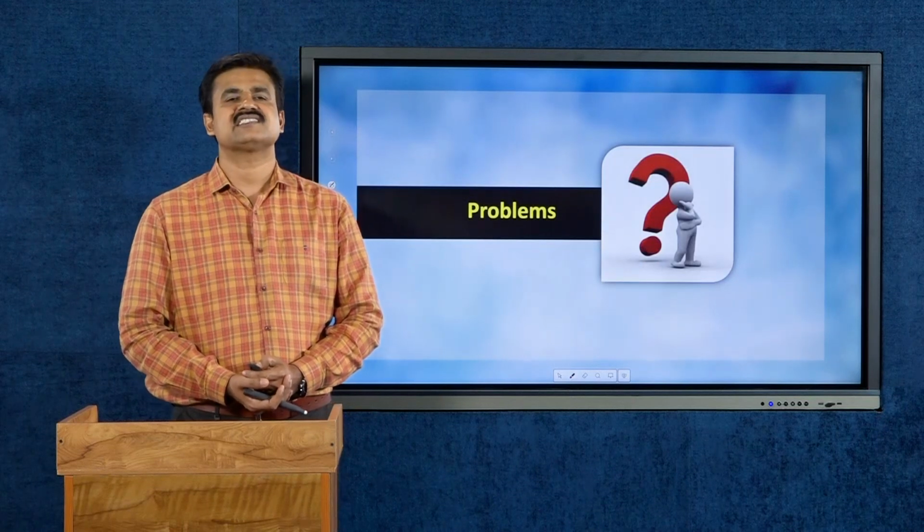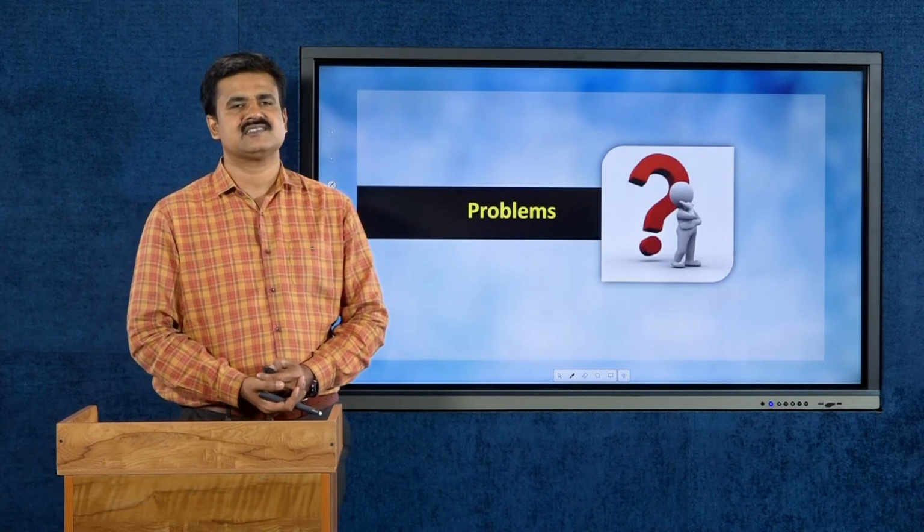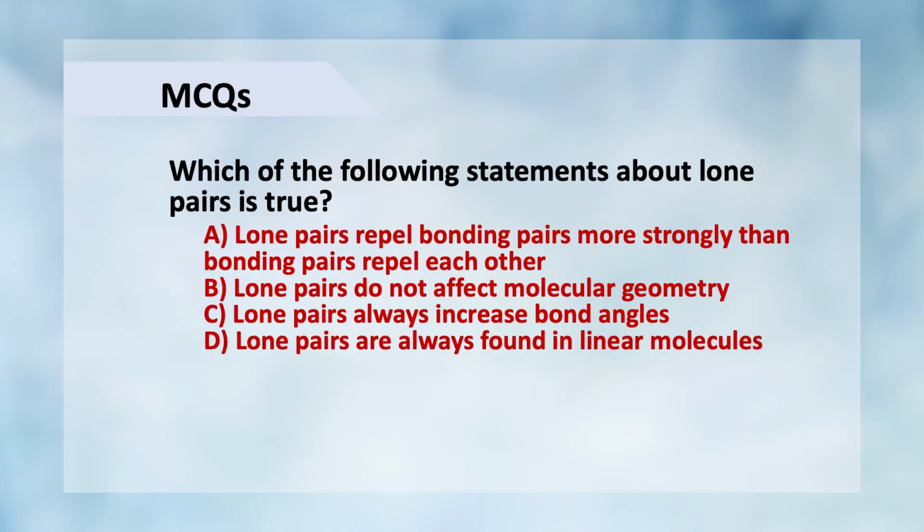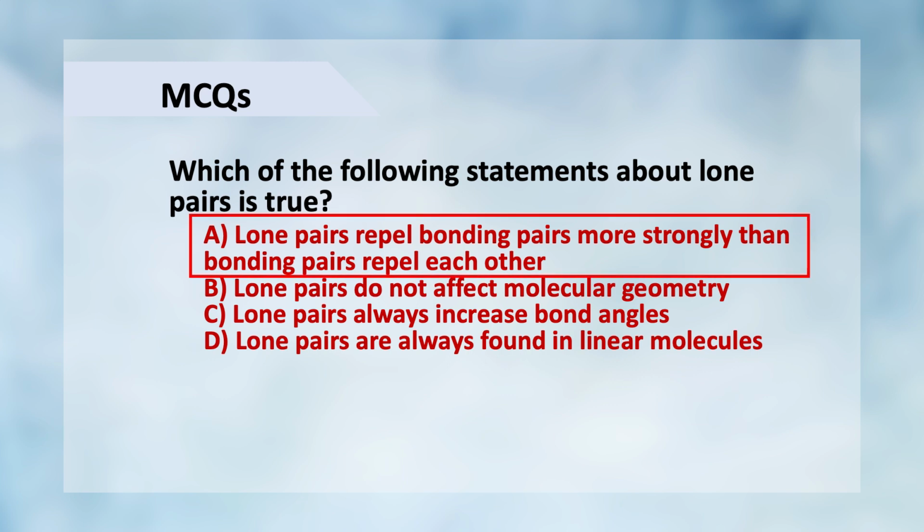Now, we are discussing some problems based on the concepts we have discussed. Some MCQs are here. This is the first problem. Which of the following statements about lone pairs is true? These are the options. Lone pairs repel bond pairs more strongly than bonding pairs repel each other. Lone pairs do not affect molecular geometry. Lone pairs always increase bond angles. Lone pairs are always found in linear molecules. The answer is option A: lone pairs repel bonding pairs more strongly than bonding pairs repel each other.